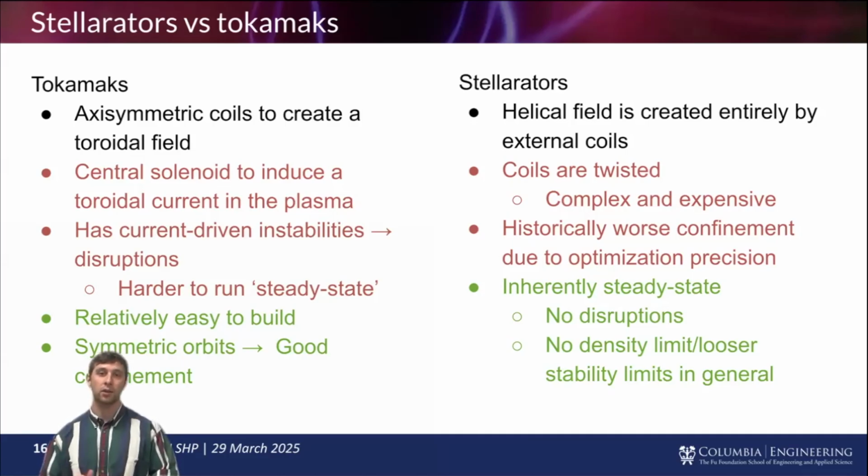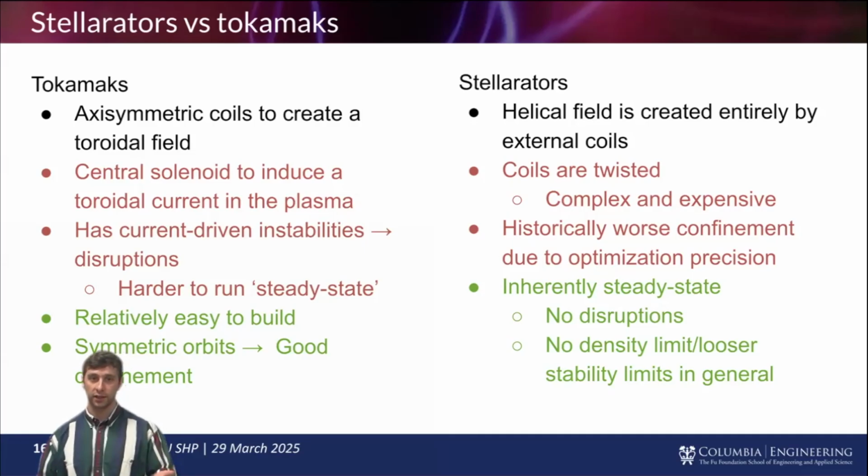Stellarators, on the other hand, are inherently steady state, so this means that they don't have the same disruptions that tokamaks have, and they seem to have looser stability limits in general compared to tokamak plasmas. However, because of the difficulty of optimizing these very complex magnetic fields in stellarators, they tend to perform worse historically than tokamaks.